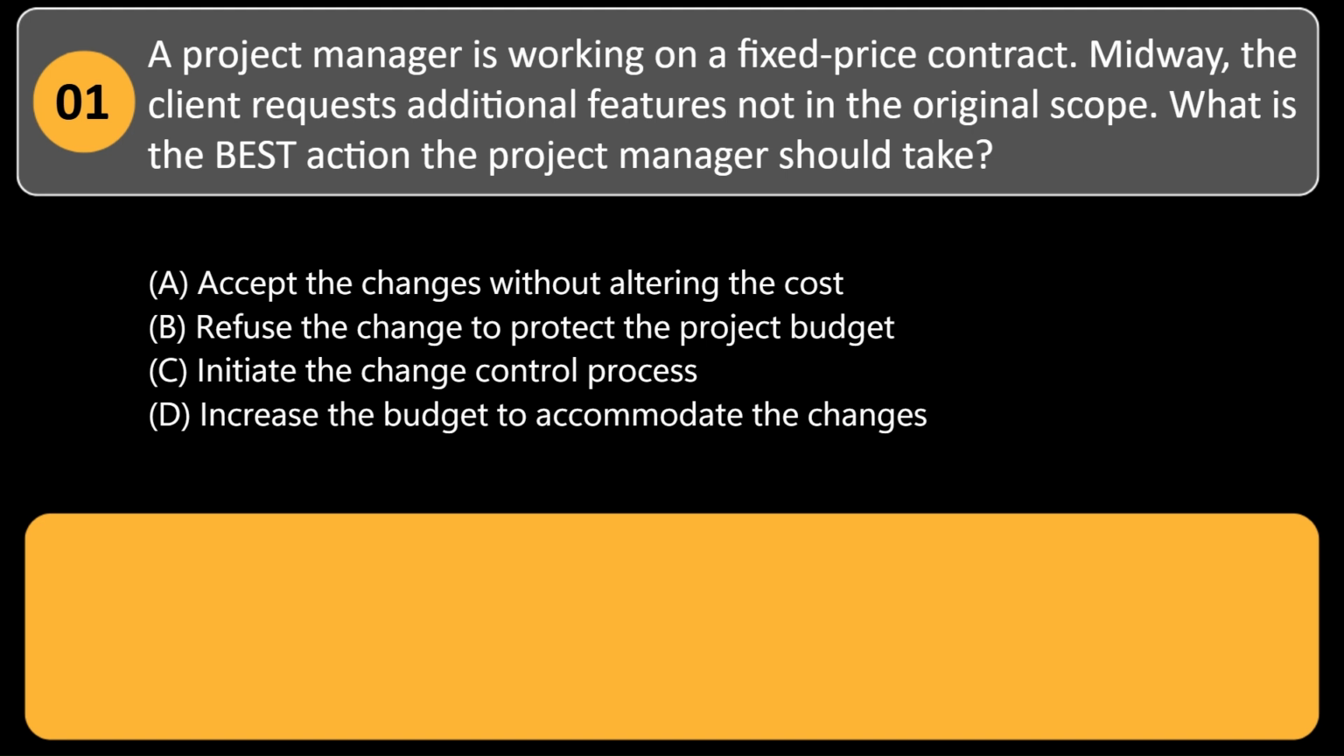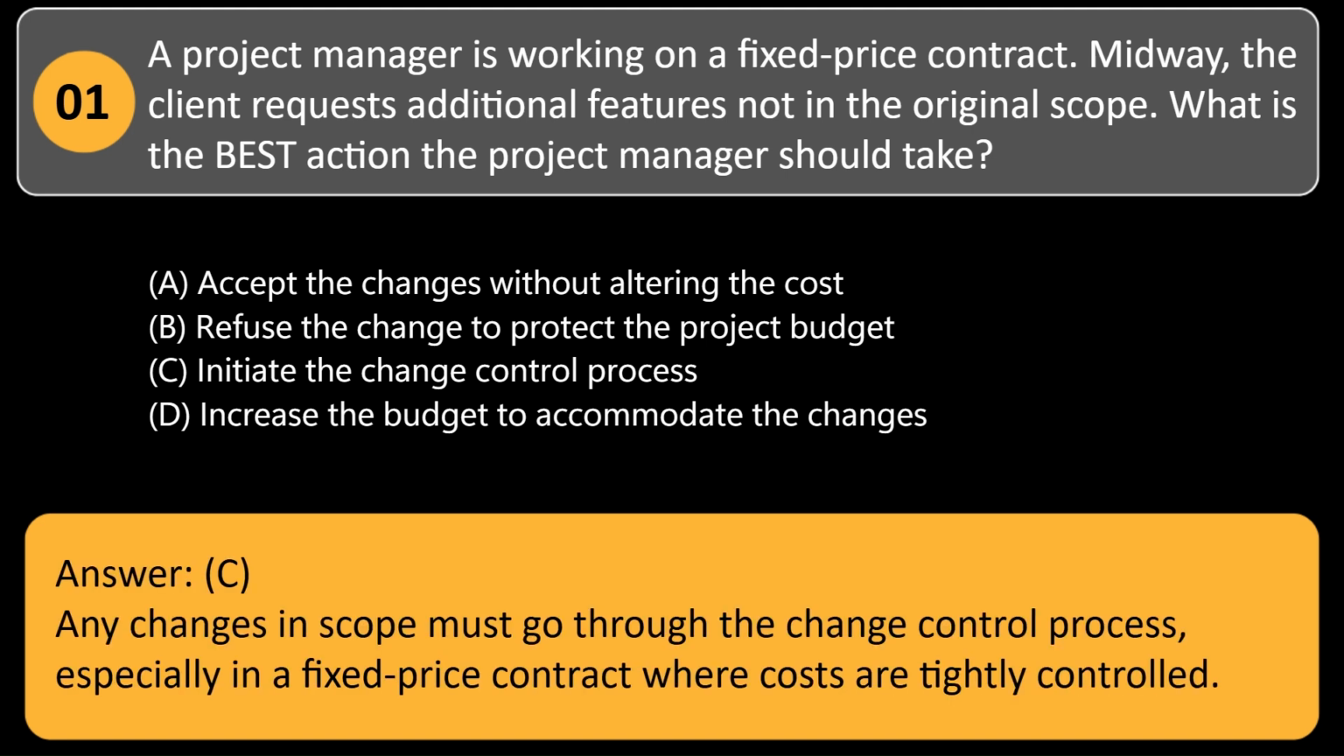A. Accept the changes without altering the cost. B. Refuse the change to protect the project budget. C. Initiate the change control process. D. Increase the budget to accommodate the changes. Answer: C. Any changes in scope must go through the change control process, especially in a fixed-price contract where costs are tightly controlled.